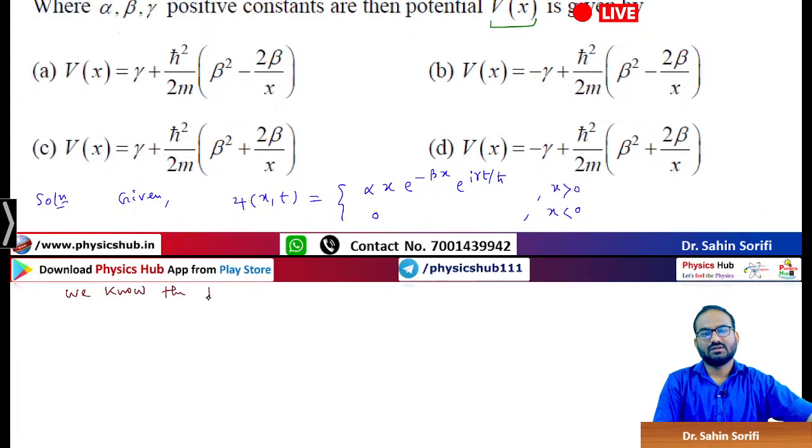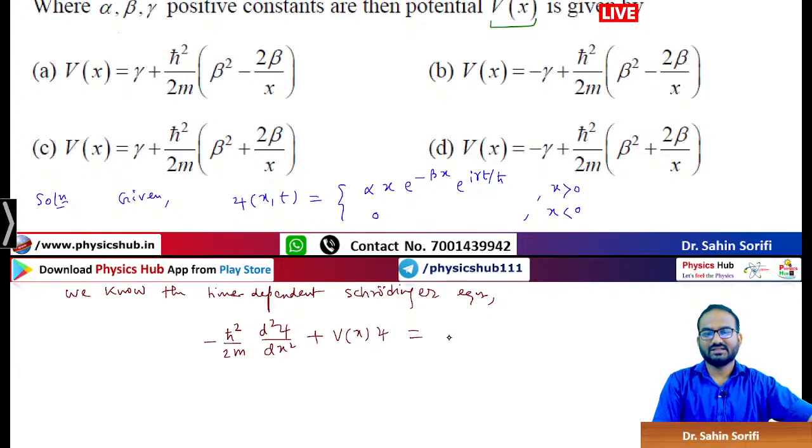We know the time dependent Schrodinger equation. So what is that? It is minus h cut square by 2m d square psi by dx square plus v of x psi. Instead of writing E psi, we write it in the form of an operator.